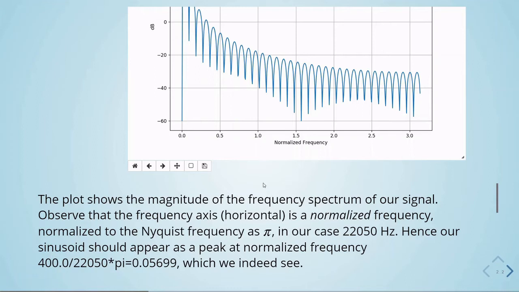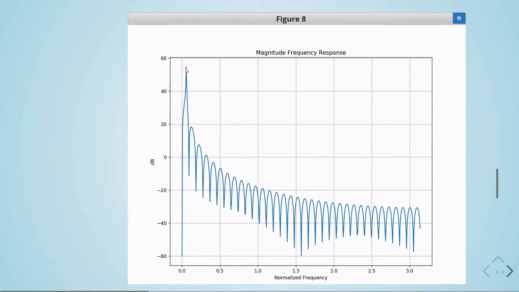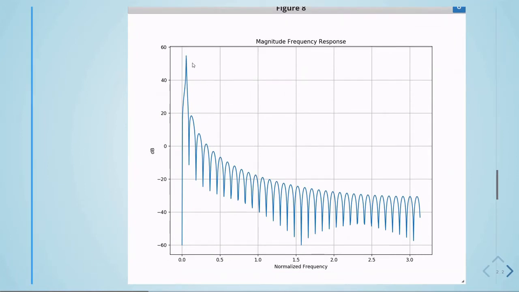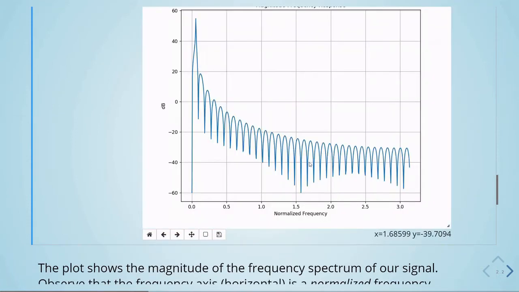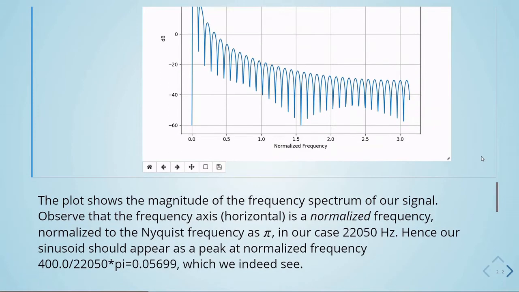So our sinusoid should appear as a peak at the normalized frequency of 400 Hertz divided by 22,050 times pi, and we have this value here, 0.05, and indeed if we look here, we have approximately 0.05.